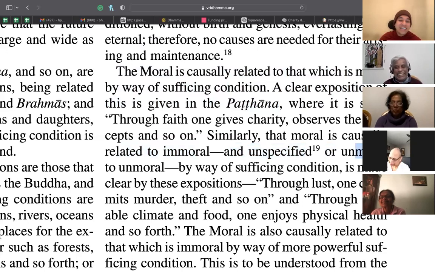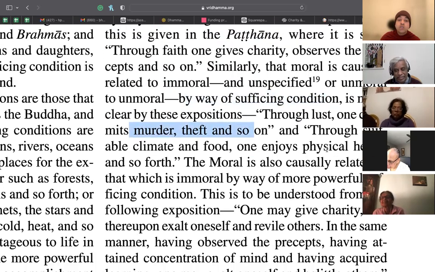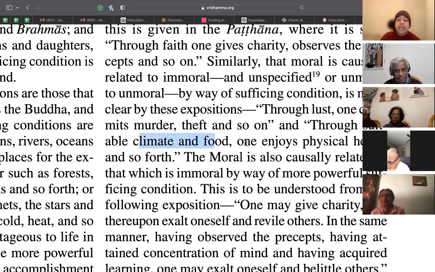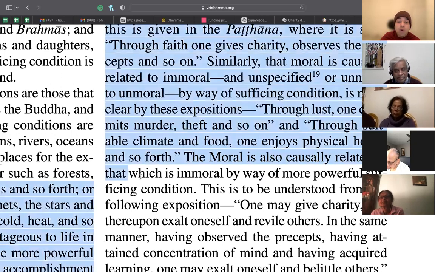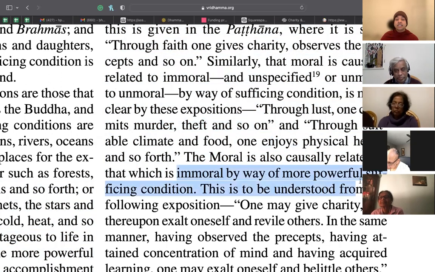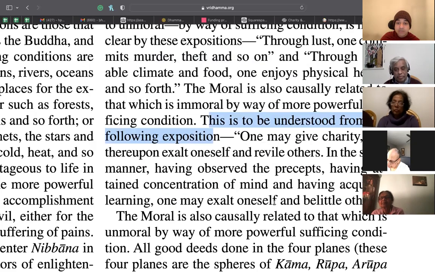Or immoral to immoral, akusala to akusala dhamma, by way of sufficing condition is made clear by these expositions. Through lust, one commits murder, theft, and so on. Through suitable climate and food, one enjoys physical health and so forth. The moral is also causally related to that which is immoral by way of powerful sufficing condition. This is to be understood from the following exposition.